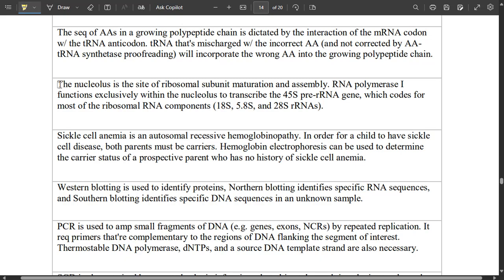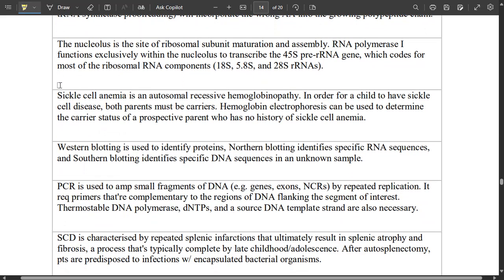The nucleolus is the site of ribosomal subunit maturation and assembly. What is a nucleolus? It is the dot, or central body, present inside the nucleus, at the site of ribosomal subunit maturation and assembly. All the ribosomal subunits, 60S and 40S, come together, assemble and mature into the bigger form of the ribosome. So the nucleolus is the site of ribosome subunit maturation and assembly.